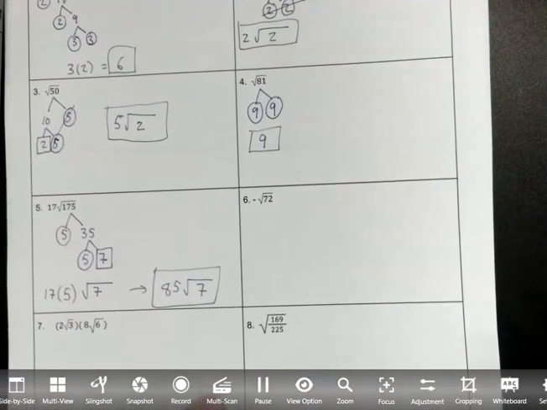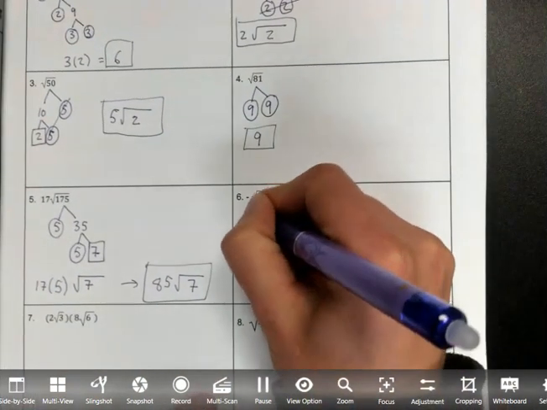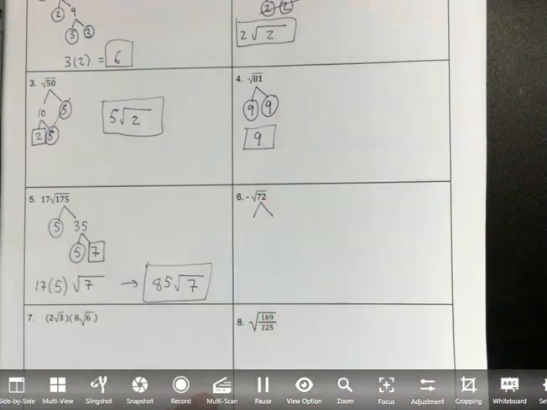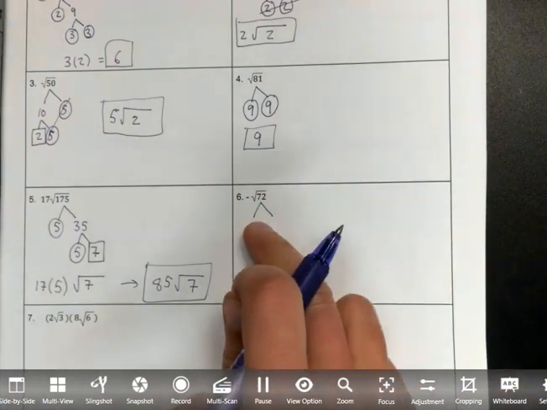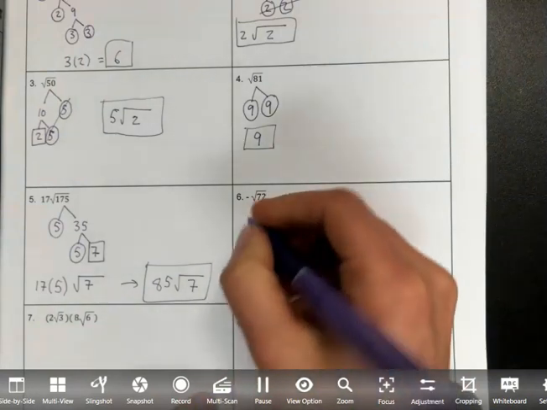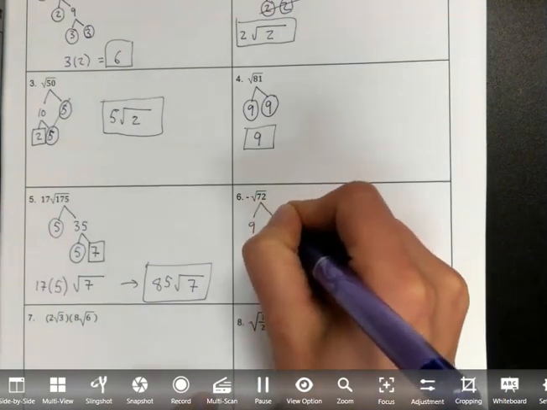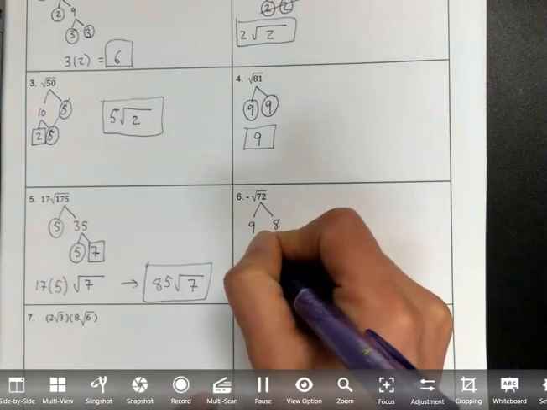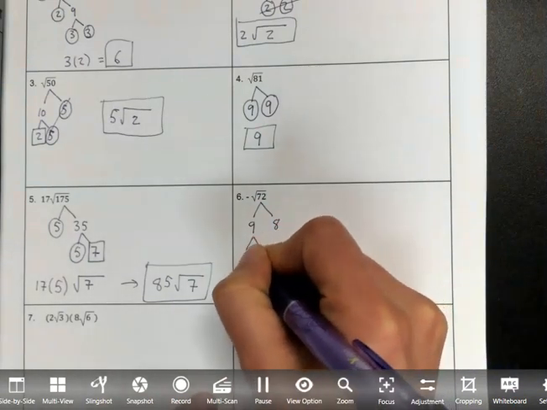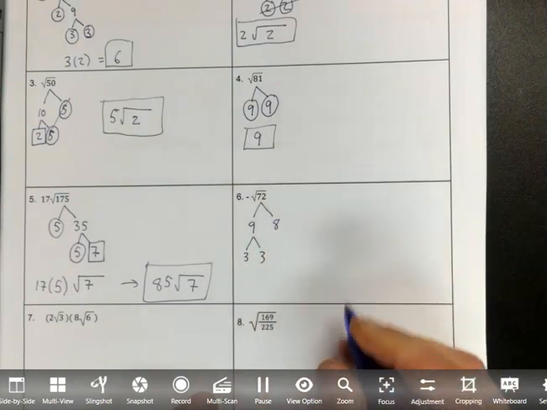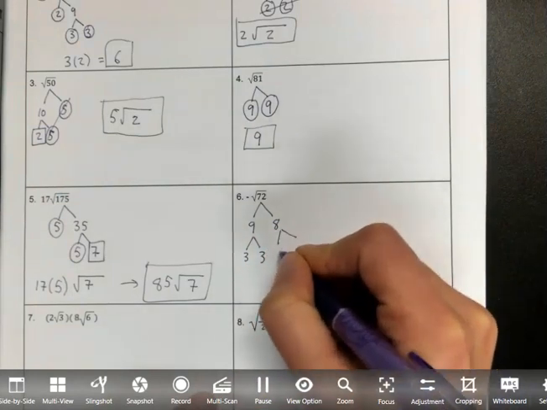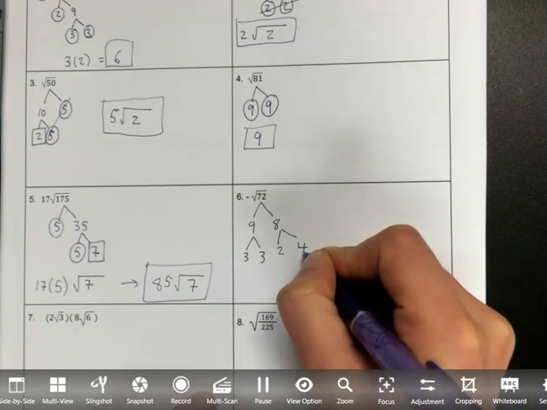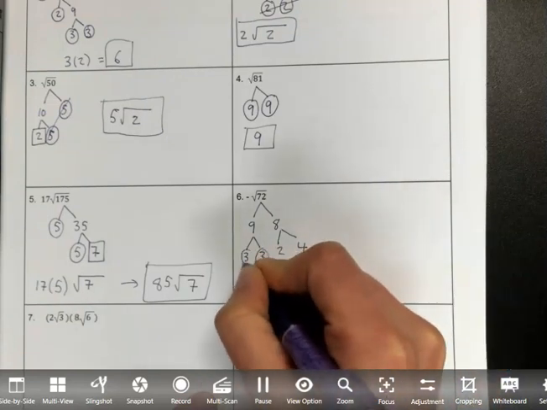Okay. All right, 72. Let's see. I think I remember this one. Oh, 8 times 9, right? So 9 times 8 is 72. Okay. So this can be reduced to 3 times 3 because we don't have pairs yet. And this one can be 2 times 4. So we have a pair of 3s over here.